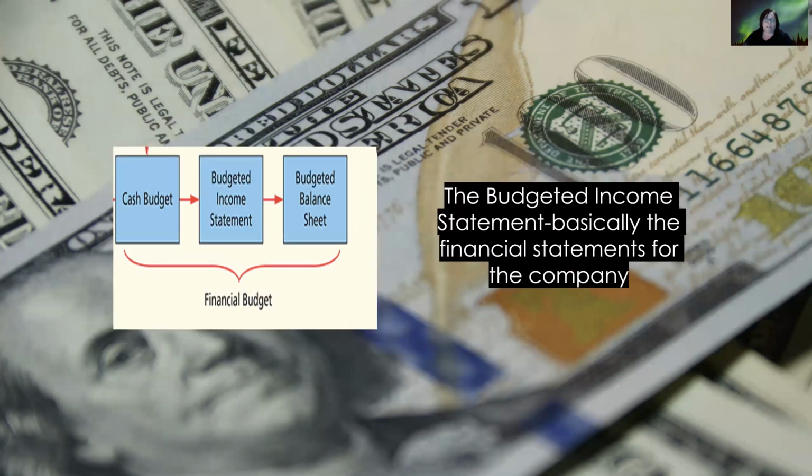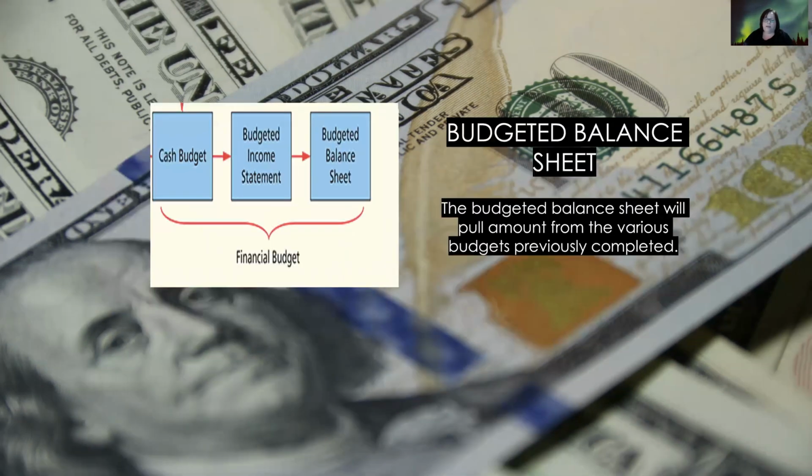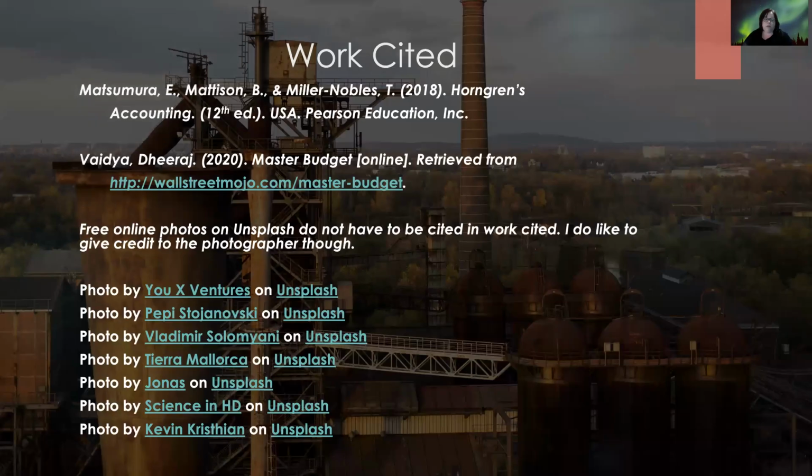Next, we have the budgeted income statement. It pulls information from all the other budgets and reports. And the final budget we look at today is the budgeted balance sheet. This report will pull figures from the other budgets as well. Today, we have looked at a budget and gone over a broad overview of the master budget. Next class, we will deep dive into the individual budgets even more.